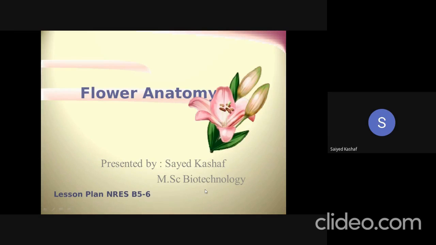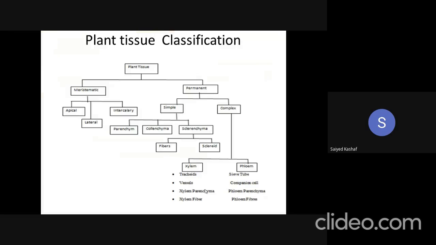Right? So let's proceed further. This is what we are going to discuss now, that is plant tissue classification. So first of all, these tissues are made up of a group of cells that have a common origin and perform a common function. These plant tissues are classified into two types, that is meristematic and permanent.